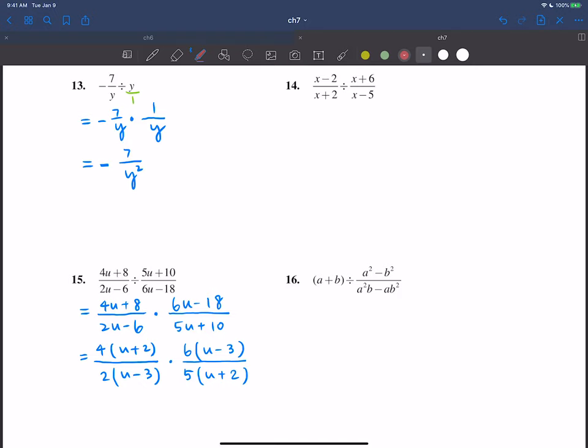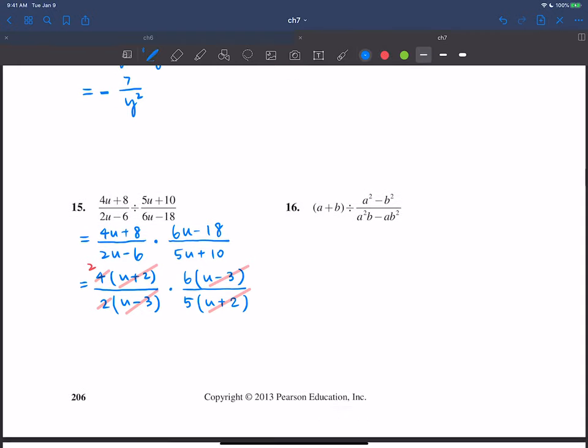We're going to cross out common factors everywhere. u plus 2, u plus 2. u minus 3, u minus 3. 2 and 4, you could cross it out. We have a 2 left on the top. And I think that's everything that we can do. Now let's multiply and see what happens.